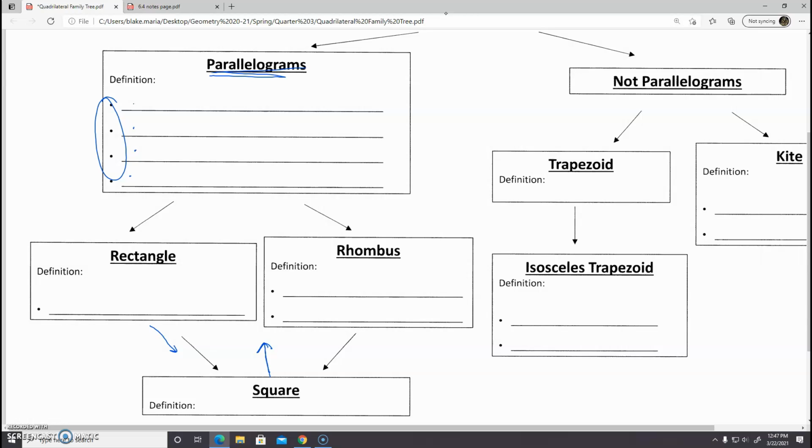Why? Well, let's start with the definition. The definition of a rectangle is something that has 4 right angles. Well, does a square have 4 right angles? Yes, then it's a type of rectangle. Are opposite sides parallel? Yes, it's a type of parallelogram. So you always want to read this from the bottom up when you're classifying.